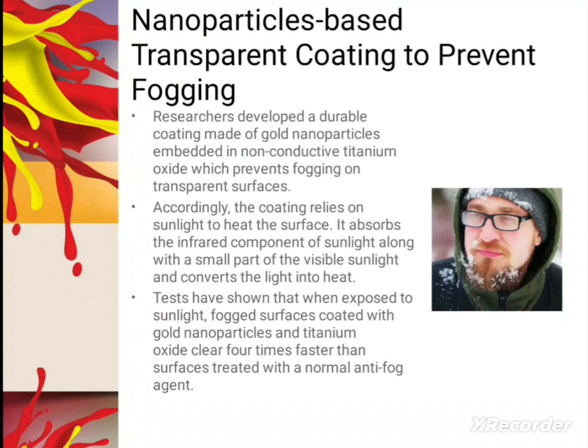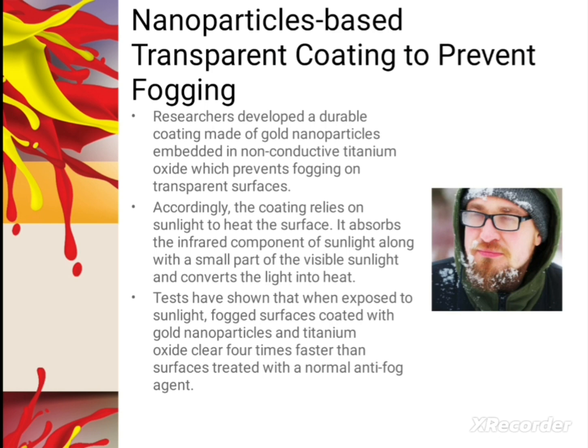Another application is to prevent fogging. So researchers developed a nano coating made of gold nanoparticles with non-conductive titanium oxide which prevents fogging on transparent surfaces like glasses. This coating relies on sunlight to heat the surface. When the infrared component of the light is absorbed by this transparent surface, then a small part of visible sunlight is also absorbed, and it converts the light energy into heat energy.